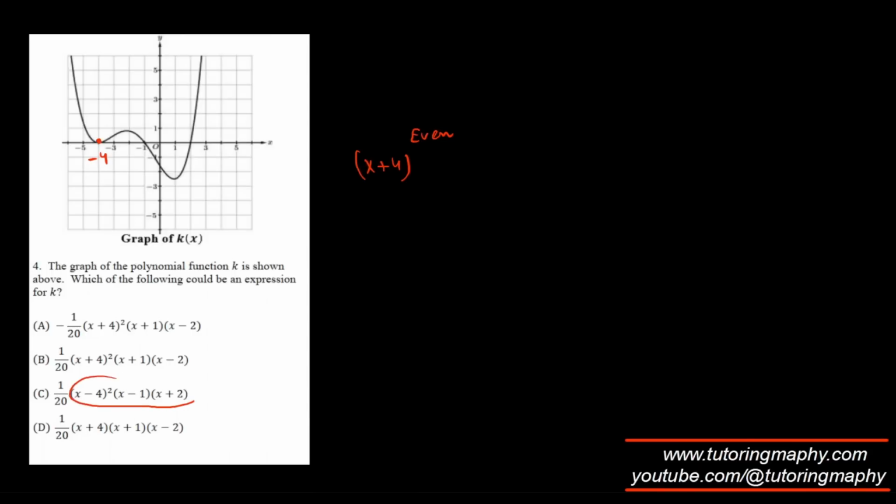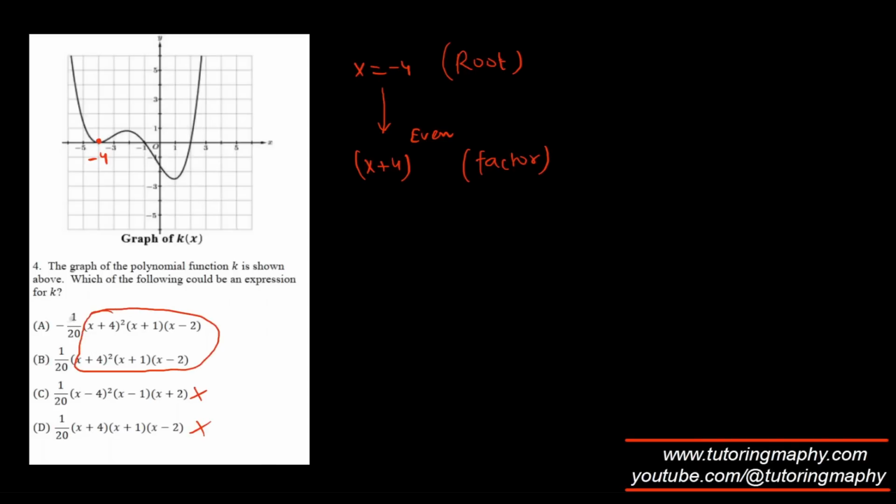Here, by the way, there is no x plus 4 in the first place, so this is just gone. You understand why it's x plus 4, right? Because x is negative 4, so this is the root, and so the factor is going to be x plus 4. Okay, this is clearly odd. x plus 4 is to the power of 1, so that's not it. This makes sense.